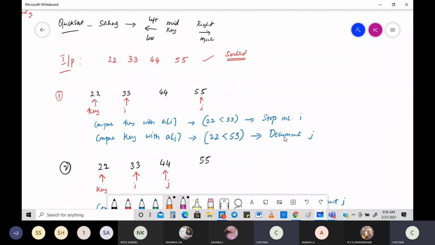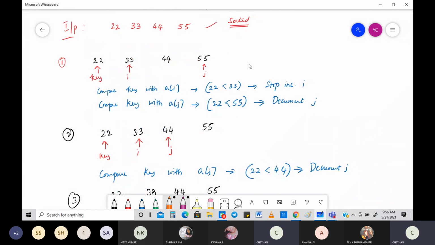For this, we even saw the tracing. Now, what is the tracing we saw? We took this example where you had something like 22, 33, 44, 55, which is already a sorted array. As you can very clearly see, it's very much a sorted array. But we did everything that is related to quicksort. We did all the steps of comparing the key value with i and j, everything. At the end, what did we do? You know very clearly that the first element will be your key element by default, which was 22.